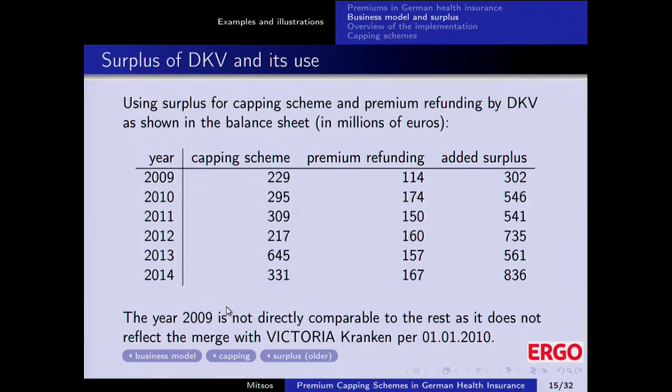This is money we have used for implementing such rules in the last years. These are millions of euros we used for a capping scheme. For example, the year 2030 was a rather hefty one. We used over 600 million. This is a direct premium refunding for health insurance, and this is the money added to the war chest in the same year. They are big sums of money.